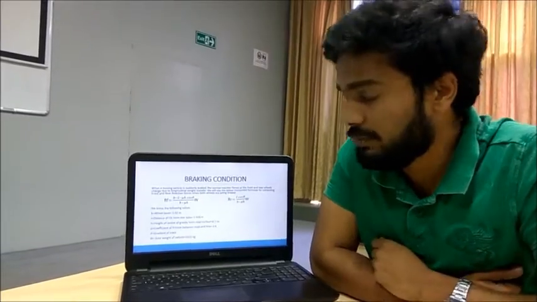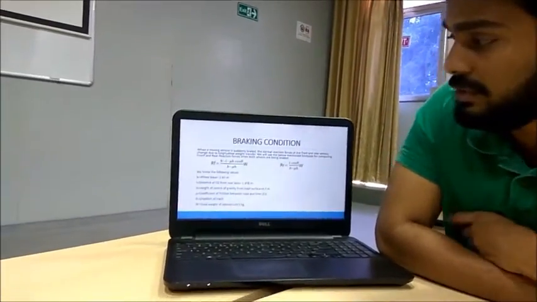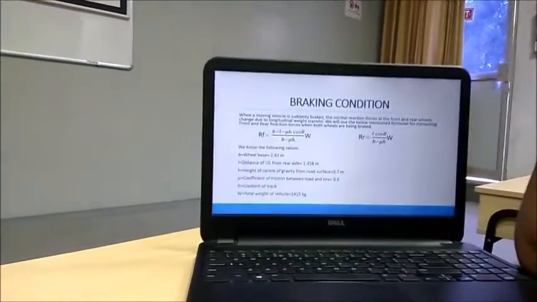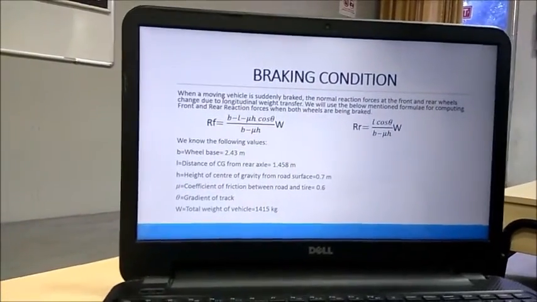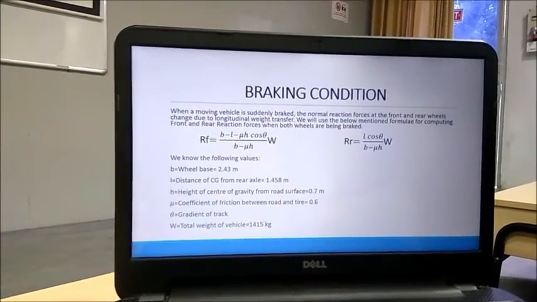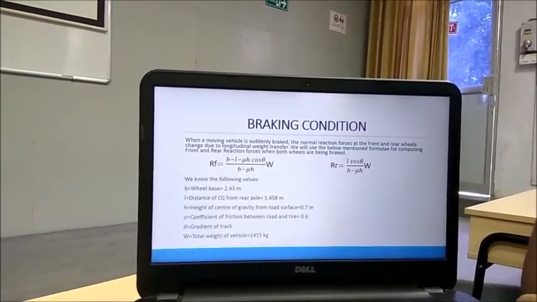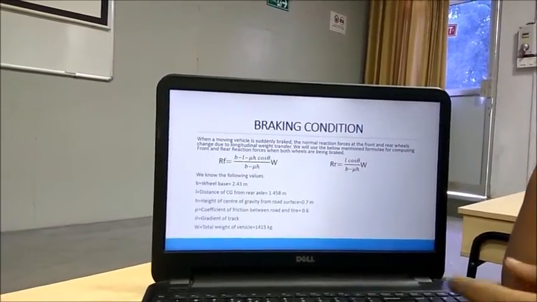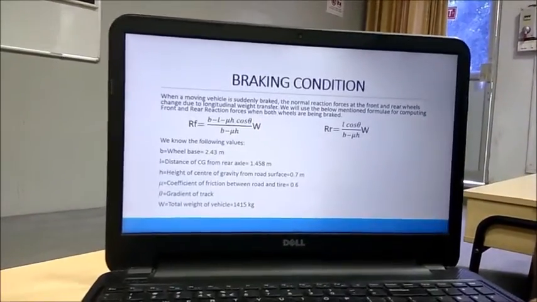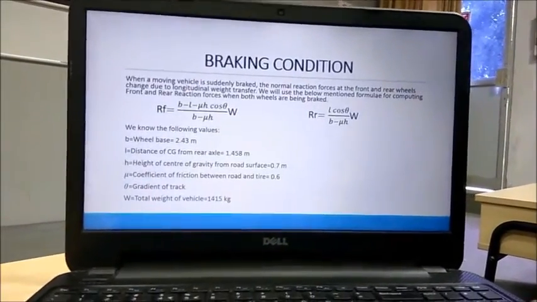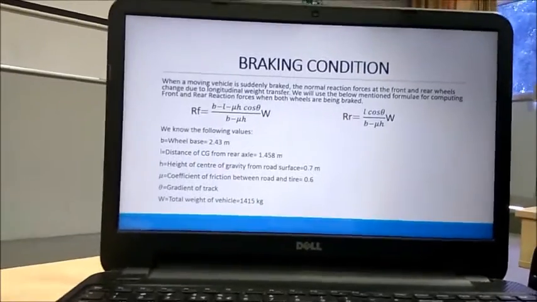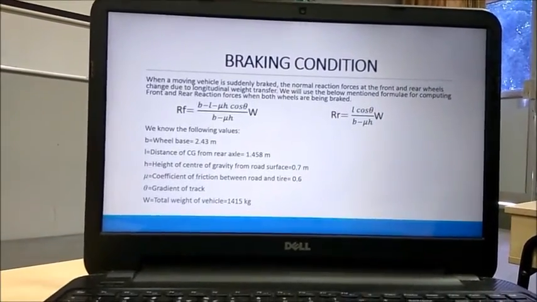As we all know, the reactive force acting on the front wheel is given by the formula (B − L − μh cosθ) / (B − μh) × W, where each of the variables is as given. B is the wheelbase, L is the distance of the center of gravity from the rear axle, h is the height of the center of gravity from road surface, μ is the coefficient of friction between road and tire, θ is the gradient of track, and W is the total weight of the vehicle.